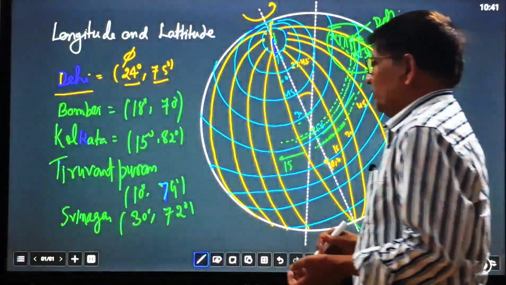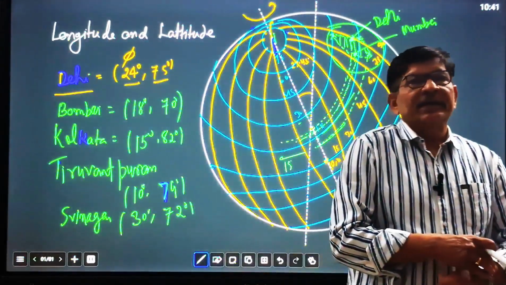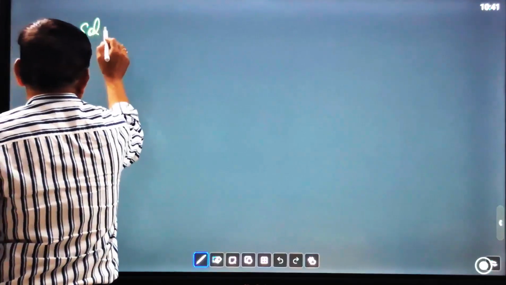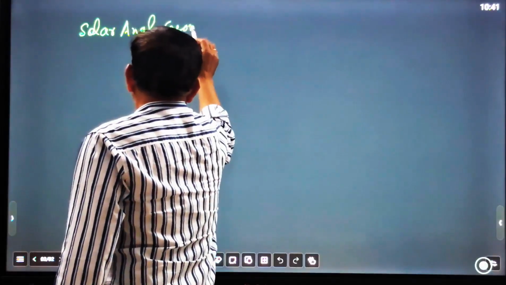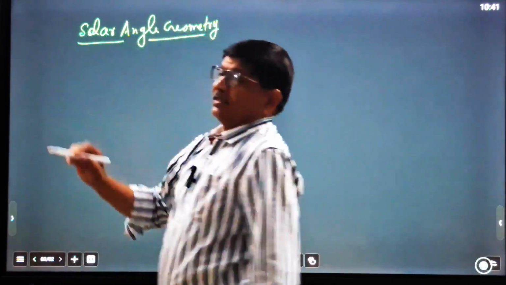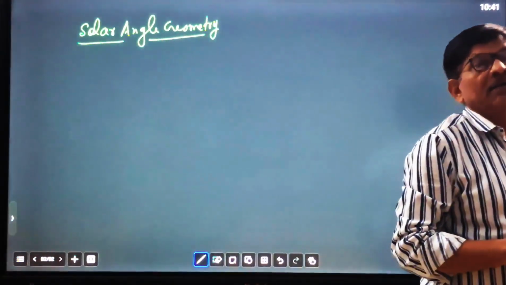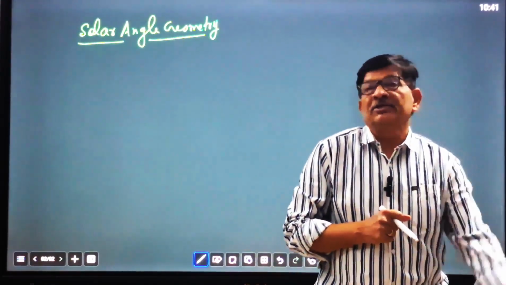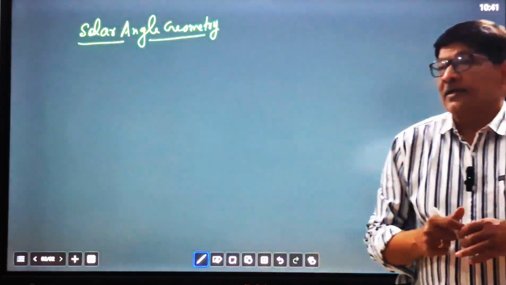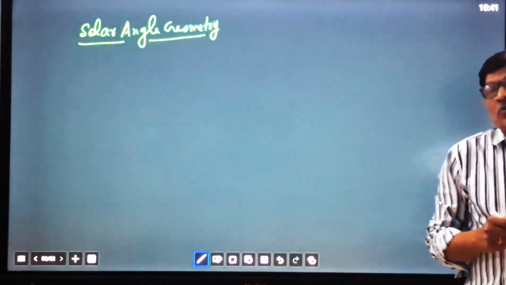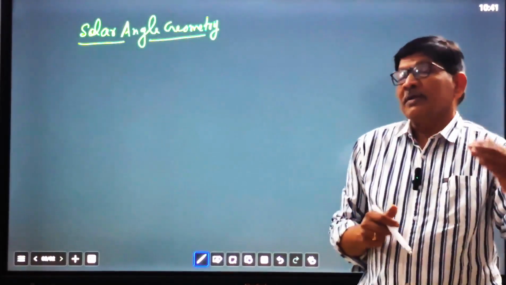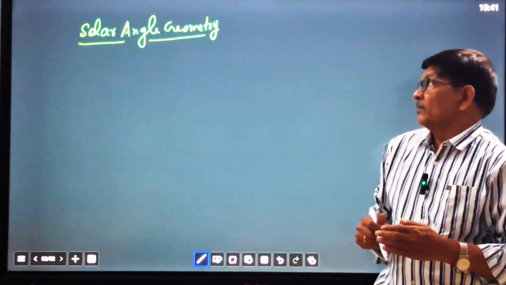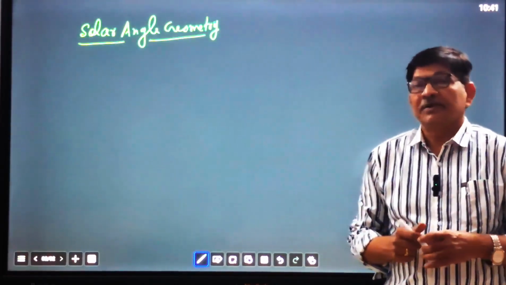Now next we are going to discuss solar angle geometry. So what is solar angle geometry? This geometry is very useful in finding out the irradiance falling on the collector surface, whether it is a flat plate collector or a concentrating collector, any kind of collector, because due to the rotation of the earth, the angle of incidence of light radiation changes. That's why solar angle geometry is very, very important.